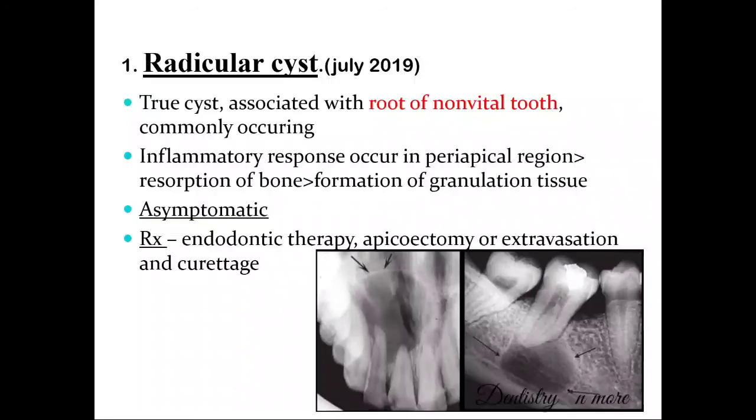or if the prognosis of the tooth is poor, then you have to go for extraction itself. And sometimes you can undergo apicoectomy as well as enucleation and curettage of the cyst.